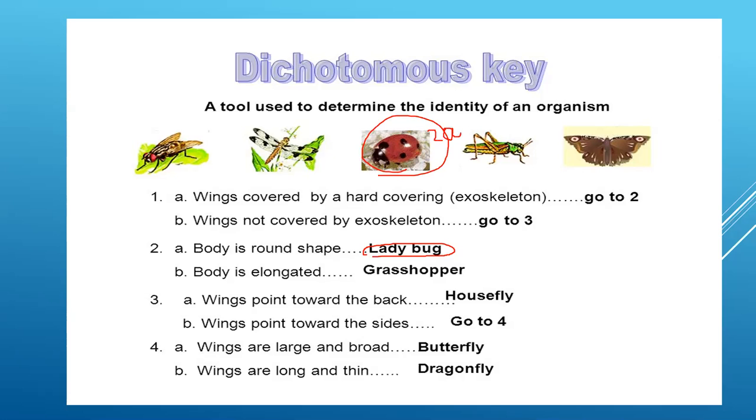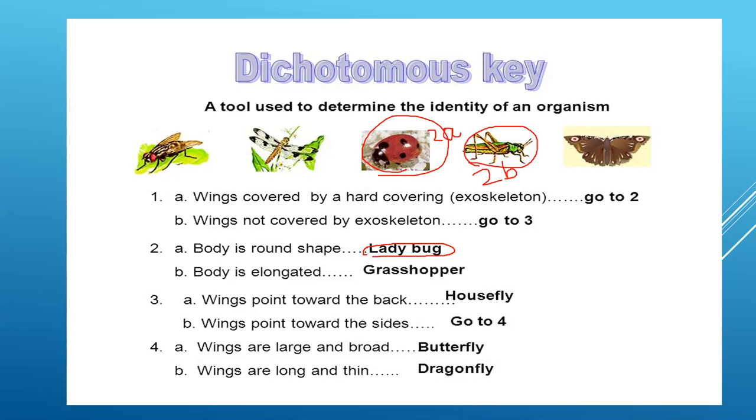Now, wings not covered by exoskeleton, go to 3. Before going to 3, you have one more question here, where the body is elongated. So there is one more creature with an elongated body and hard covering. So this can be a grasshopper. So this is 2B.